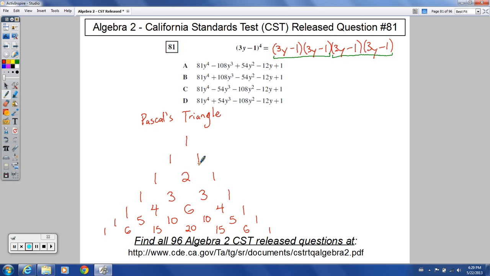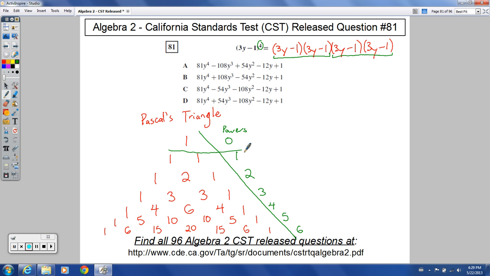Pascal's triangle. What is this all about? Why is this useful, Mr. Wagner? Why do I care about this for this particular problem? This is your powers right here. It's going to match up with the power right there. So for powers of 0, you can use this row for the coefficients of your terms. For this next one, this would be a power of 1. This would be the second power. This would be the third, fourth, fifth, sixth, and so on.